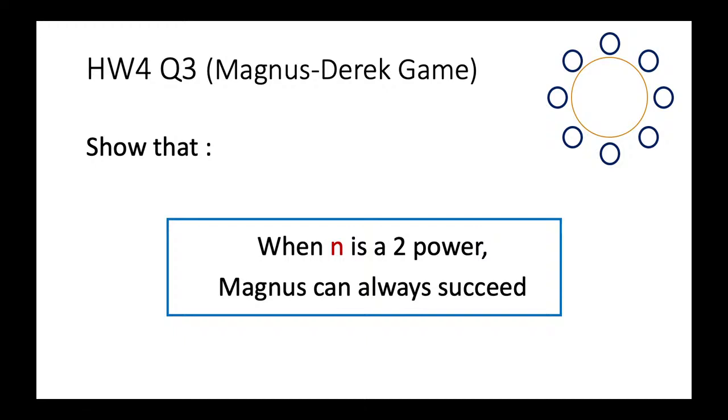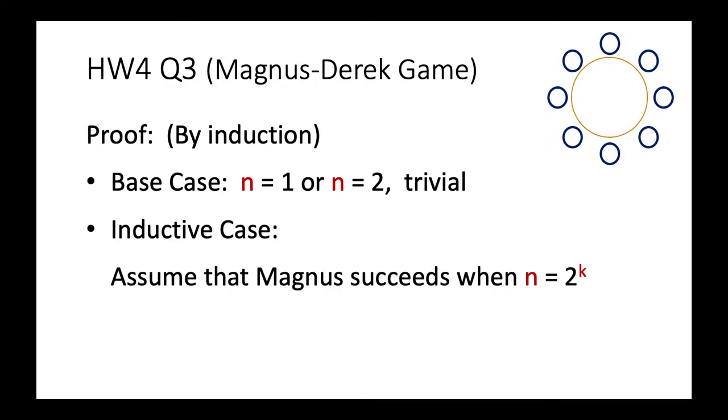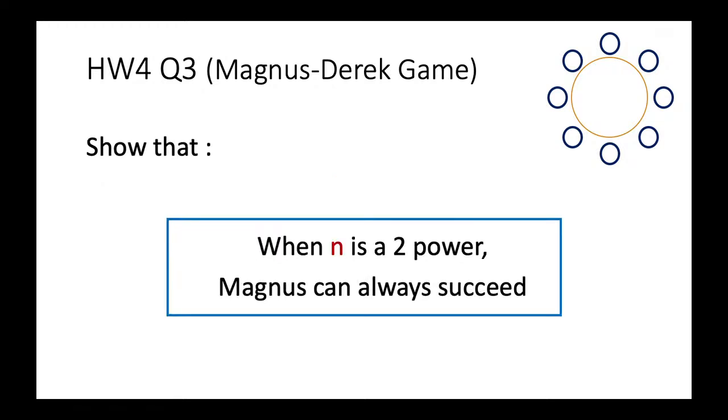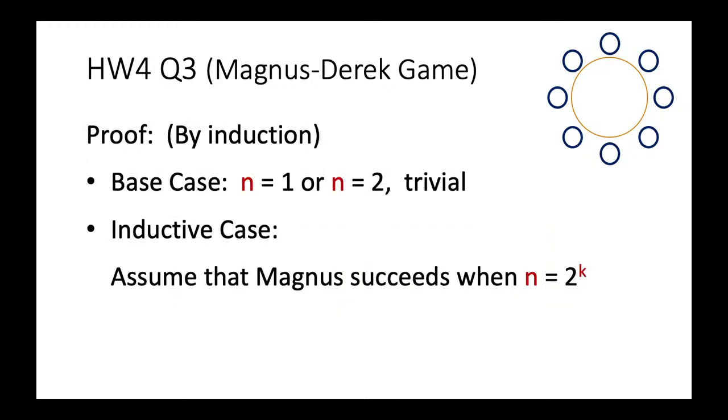And then, this can be proved easily by induction. When n is equal to 1 or n is equal to 2, n is a 2 power, right? So when n is equal to 1 or 2, then we are done. If n is equal to 1, then Magnus just says 0, then no matter what Derek does, Magnus will visit the position. And when it is 2, then it is also simple.